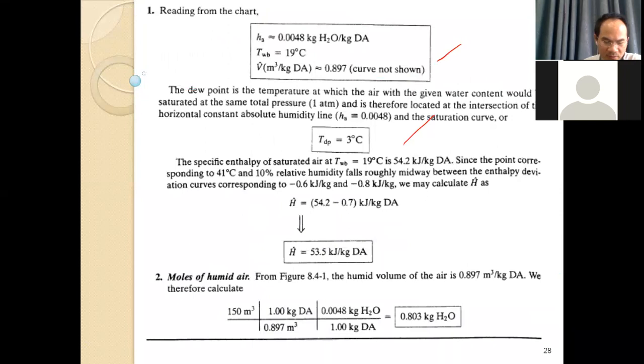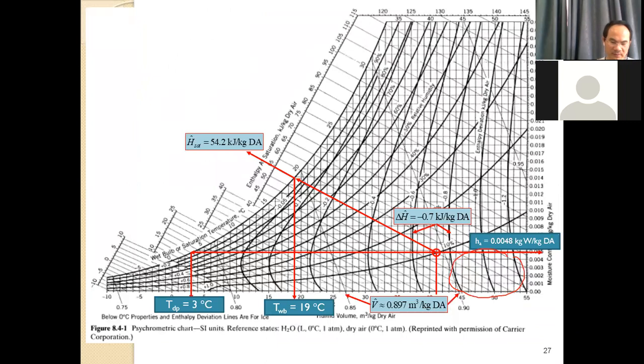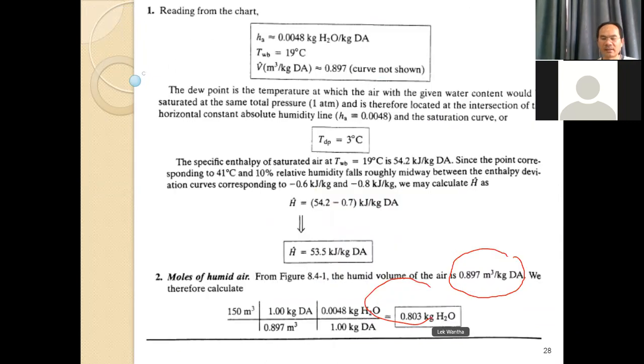For this case, you know the enthalpy is 54.2, and the delta S is -7, and finally you get the enthalpy is 53.5 kilojoule per kilogram dry air. And the last one is the mole or mass of the humid air. For this, the humid volume for the curve is approximately 0.9897 cubic meter per kilogram dry air.